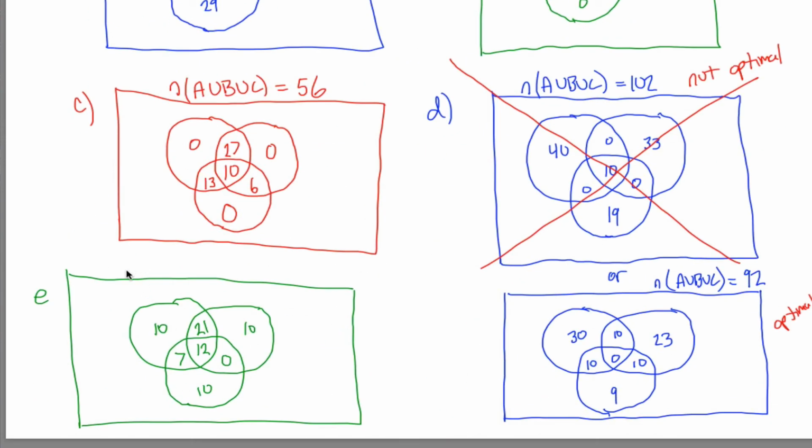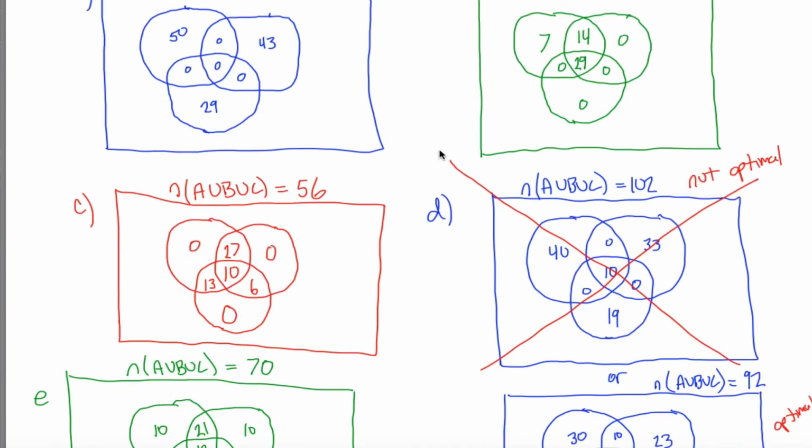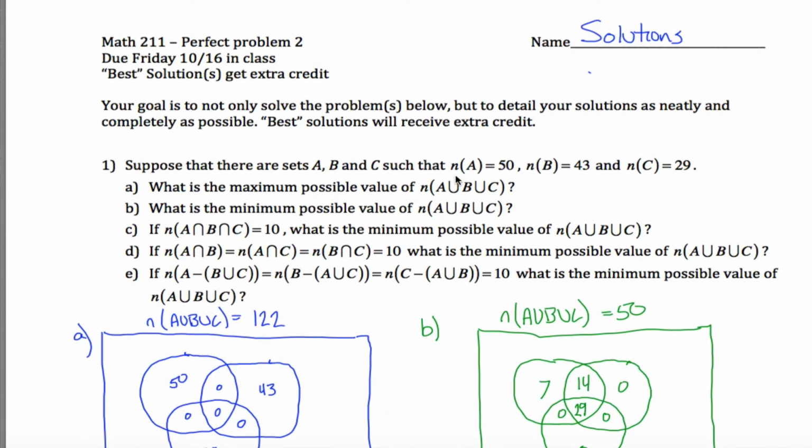So I think this ends up being an optimal solution. So I get the number of elements in the union of A, B, and C is equal to, and let's go counting, 7 and 12 is 19. Plus 21 more is 40, plus 30 out on the outside gives me 70. And so I think those end up being my solutions, the optimal solutions. So I'll stop this here.